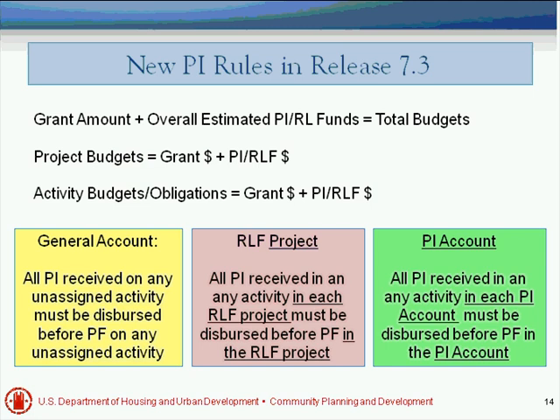As for NSP, just as an indicator, it looks to me, just from scanning the list here, that NSP1, I would bet you that 90% of the NSP1 grantees already have some program income, and the total amount is $403 million.